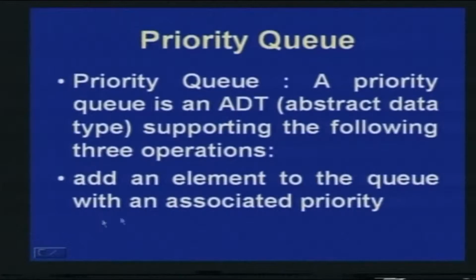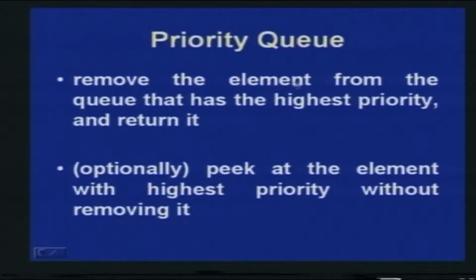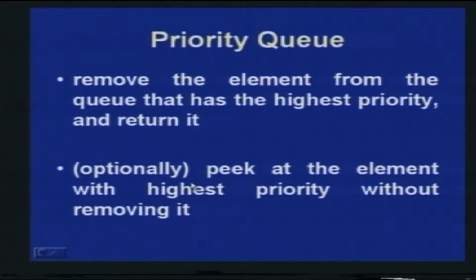Normally, any data structure will support the following operations. Add an element to the queue with an associated priority. So, add an element, that is the first operation that you do. Remove the element from the queue that has the highest priority and return it, or you can have another operation where you just want to look at the element with the highest priority and you do not want to remove it. So, this is like accessing that element.